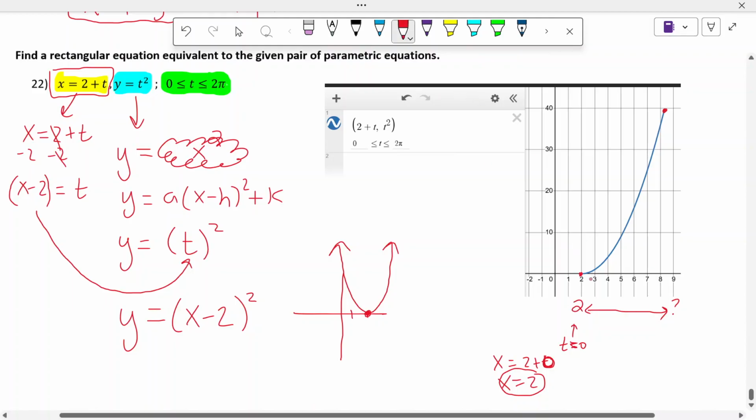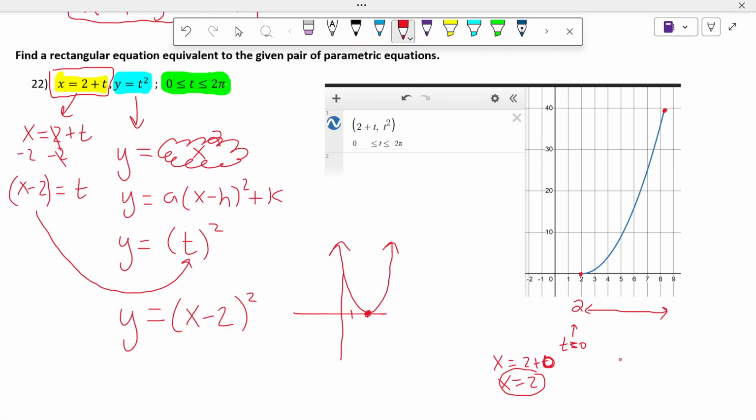And that was kind of obvious and easy to see, but what's not so obvious is where does this thing end at? Okay, let's figure that out. Well, time is going to end at 2 pi. So when time goes to its fullest, we can actually see from our math expression that x equals 2 plus time. Well, when time is its fullest, that would make x be its largest. So it would actually be 2 plus 2 pi.